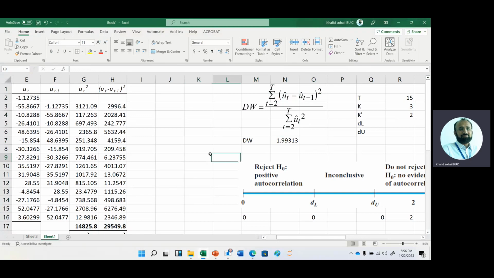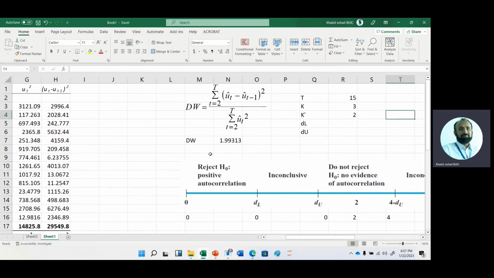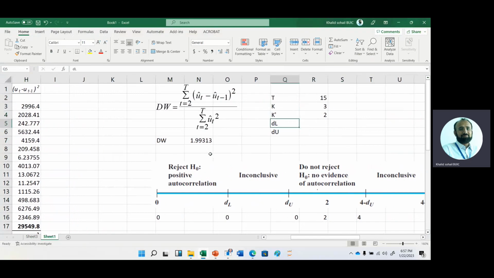Now we will check its significance. First, we should have the number of observations. The total number of observations is 15. These are the number of estimators, which is 3. And K prime is basically the number of coefficients, here the number of betas, that is 2 betas. Now, unfortunately, we have 2 degrees of freedom here. We will have to take 2 values, a lower value as well as an upper value. Here we should have K prime, this value, as well as the number of observations.